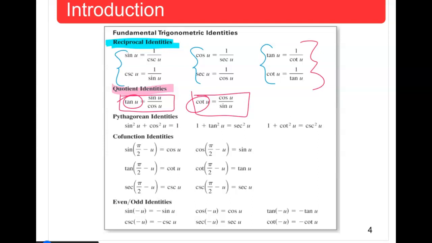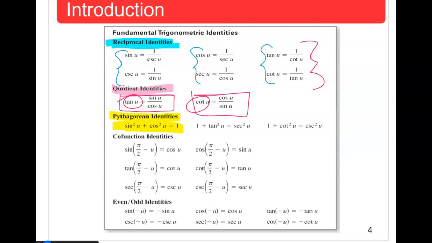Then we went over the Pythagorean identities. And so the first one starts here: sine squared of u plus cosine squared of u equals 1. That identity is going to be a lifesaver when we are trying to simplify things. And also in the next section, we will be exploring more about identities.